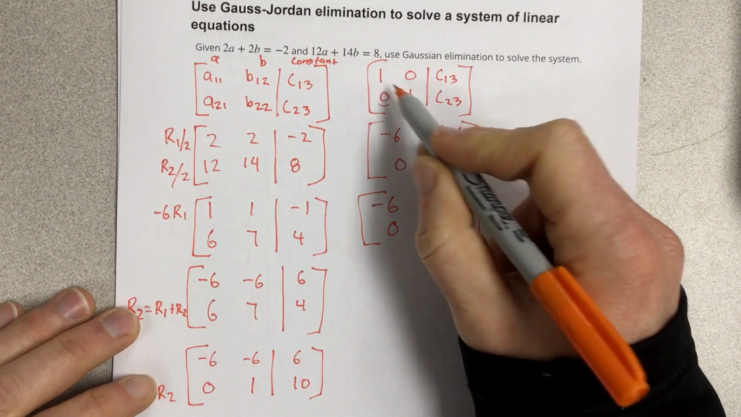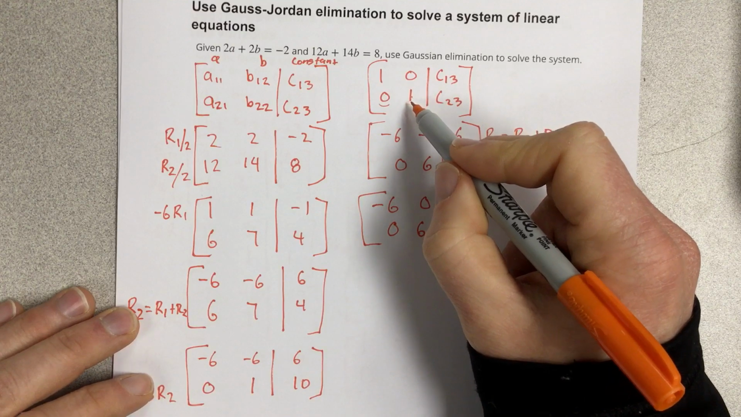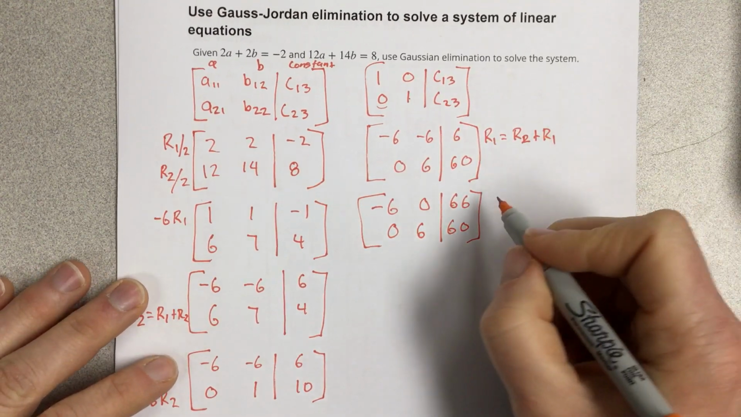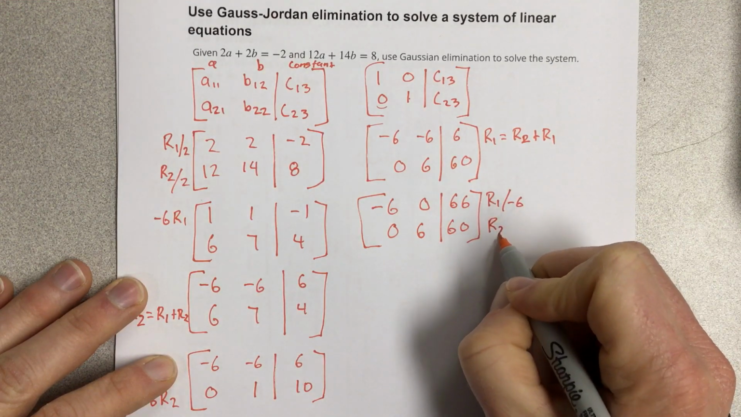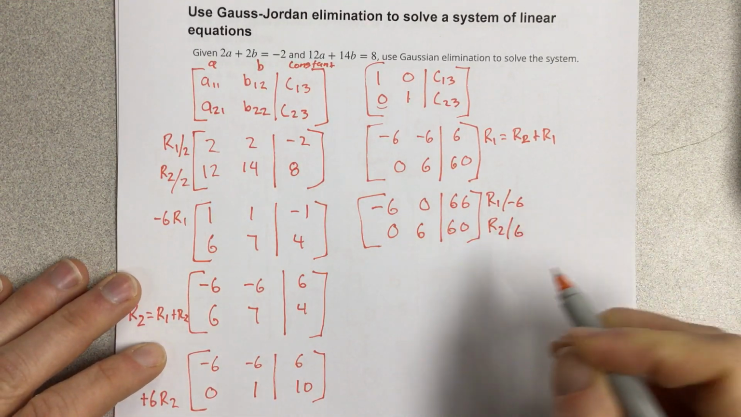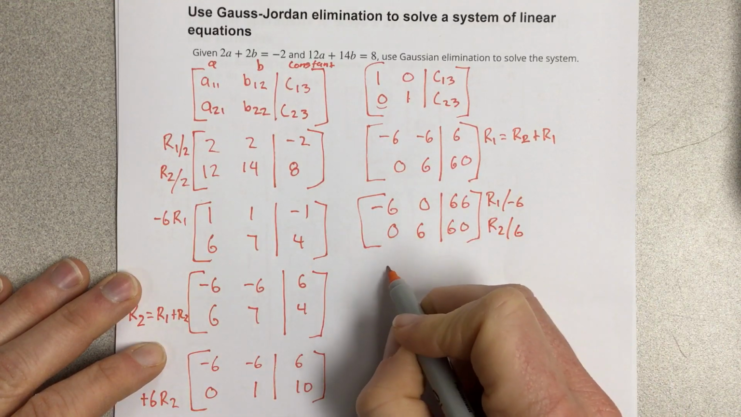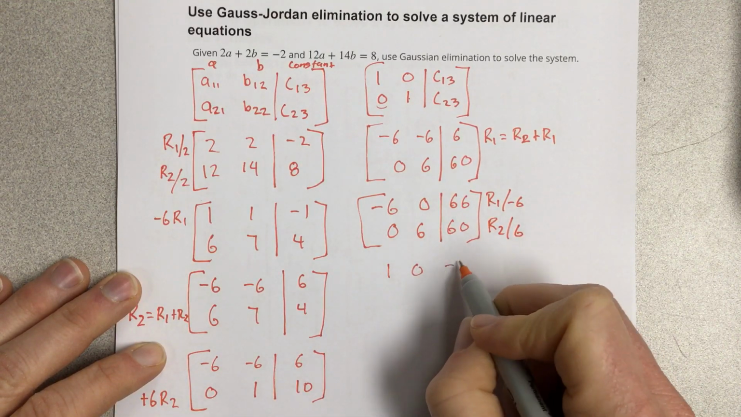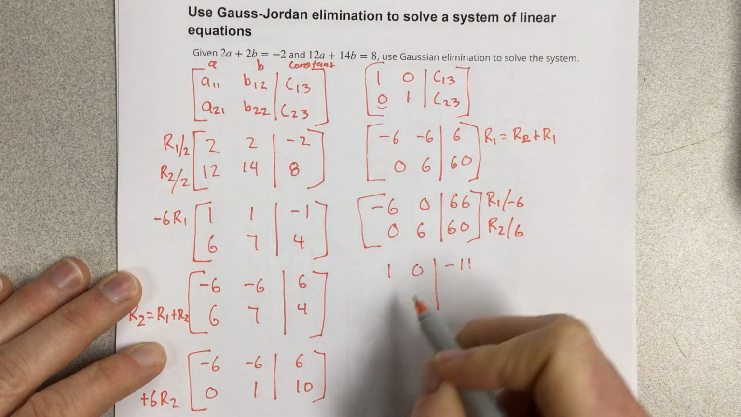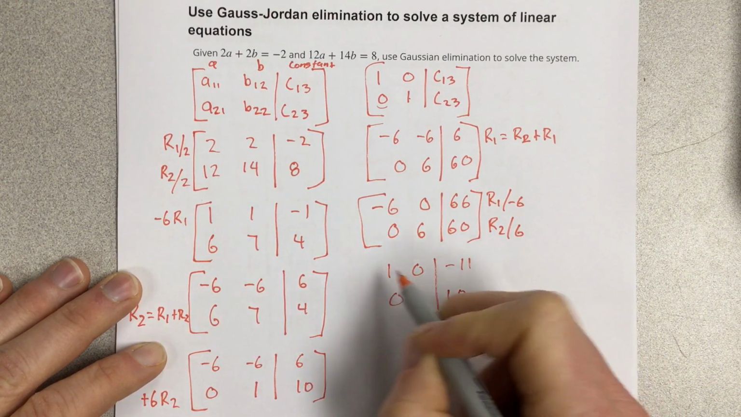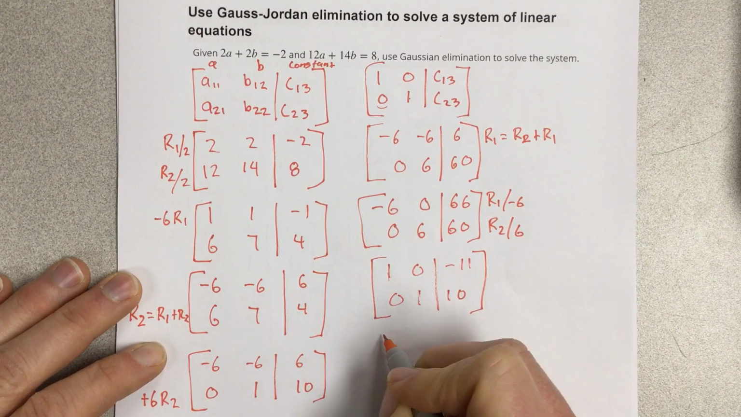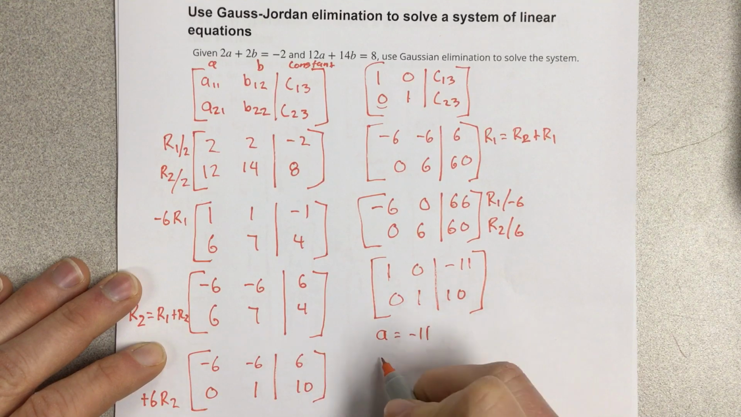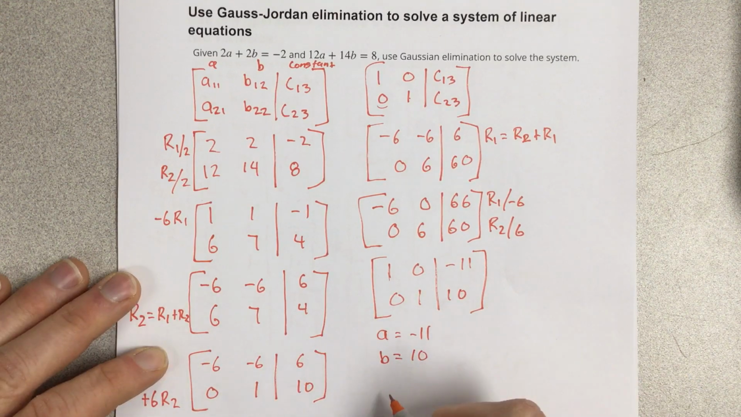Now all I have to do is get 1s in the top left and the bottom right corner. To do that, I'm going to just take row 1 and divide it by -6, and row 2 and divide it by 6. And that'll give me 1, 0, -11. And then this will be 0, 1, and 10. Now remember, this is the A column, this is the B column, so A is going to equal -11, and B will equal 10. So my coordinate would be (-11, 10) for my solution.